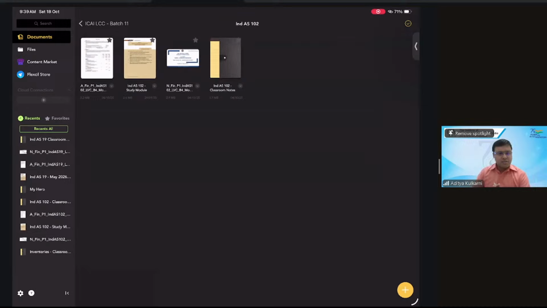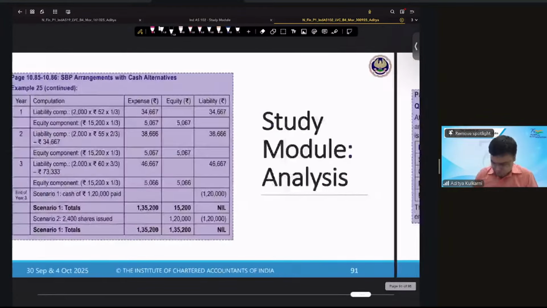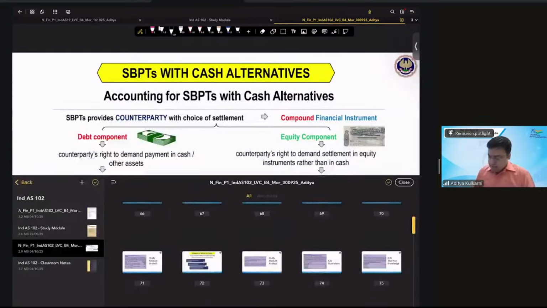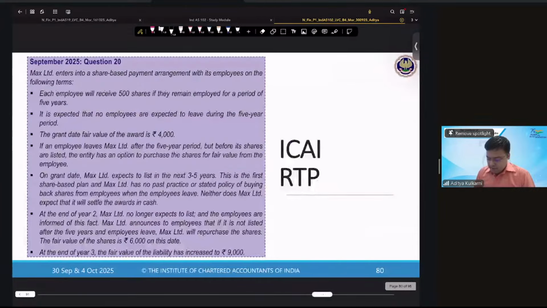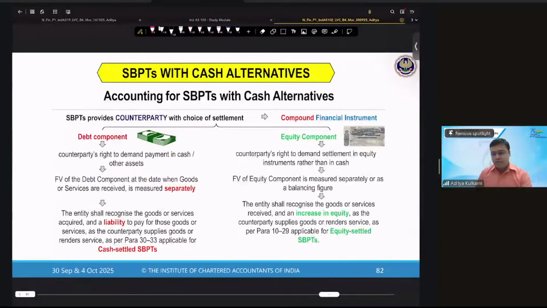Then last concept for the day, should not take much time, is your group SBPTs we had done. SBPTs. Okay. I think you remember these things a little bit, right? I hope you have not forgotten this. It's been just what, 15 days since I taught this chapter. 30th September and I think 4th October we had a class. So exactly 2 weeks before.